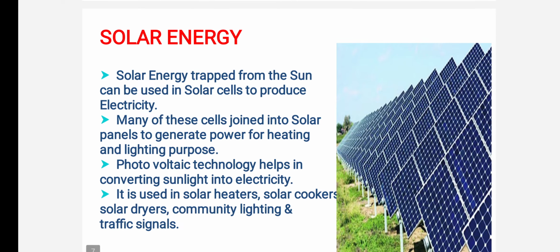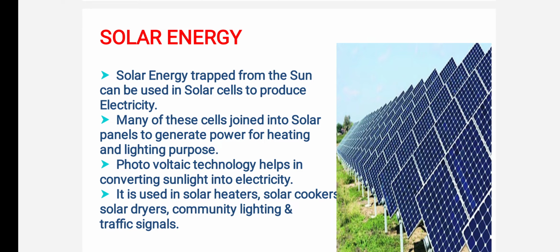So let's talk about the solar energy. Sun's heat and light energy can be felt by us everywhere. Every day we get sunlight. Never a day we see without sunlight, except on a cloudy day or rainy day, but we can still see the light. So the solar energy trapped from the sun can be used in solar cells to produce electricity.